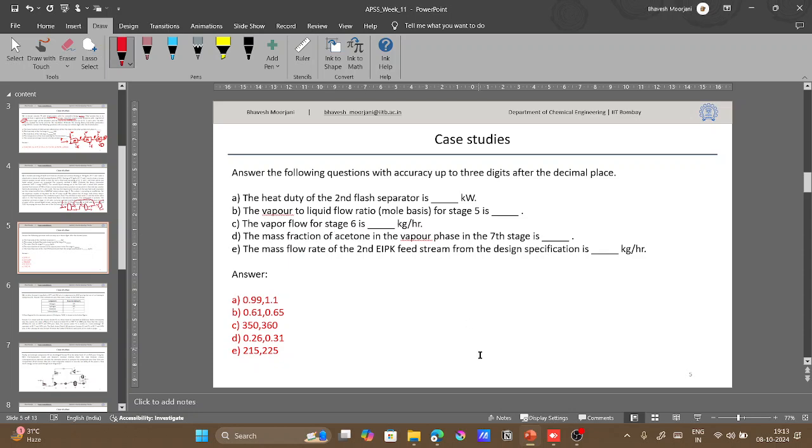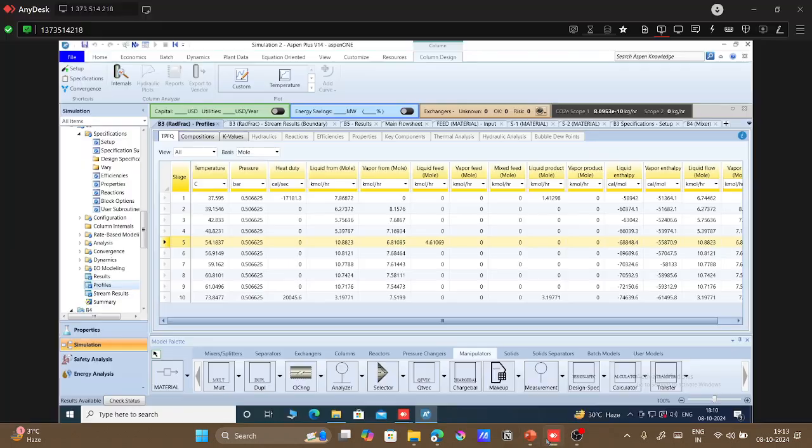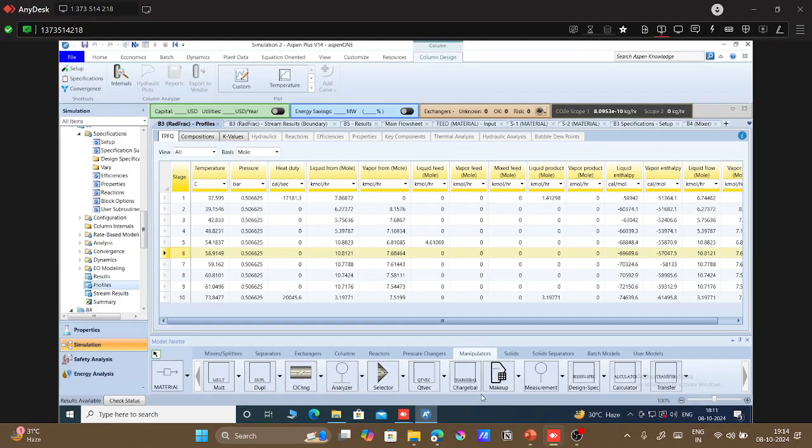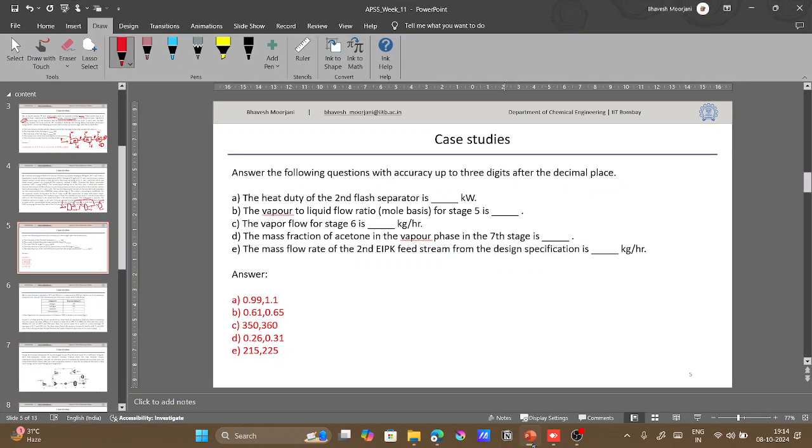The vapor flow of stage number 6. For stage number 6, vapor flow rate is 7.68 kilomole per hour. It's asked in kg, so for that you can change the basis from mole to mass. Then your value will change. We have 355 kg per hour as the vapor flow rate in stage number 6.